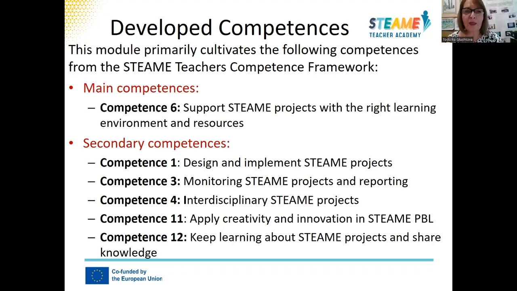We see that the main competence is competence 6, to support STEAME projects with the right learning environment and resources, and some secondary competences that are connected with the main competence. This is competence 1, design and implement STEAME projects. Competence 3, monitoring STEAME projects and reporting. Competence 4, interdisciplinary STEAME projects. Competence 11, apply creativity and innovation in STEAME project-based learning activities. And competence 12, keep learning about STEAME projects and sharing of knowledge.